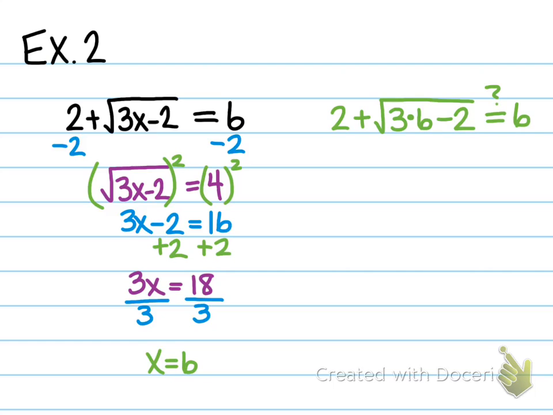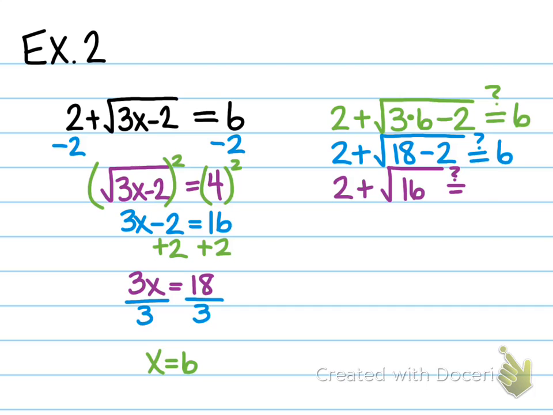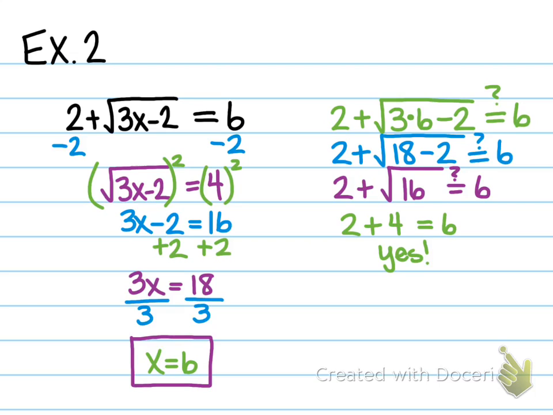Let's go back and plug it into the original equation. I want to see, does 2 plus the square root of 3 times 6 minus 2 equal 6? I put a question mark because I don't know if it's equal yet. By order of operations, we start underneath the radical and multiply first. So this is 2 plus the square root of 18 minus 2, and I want to see if that equals 6. Now we subtract: 2 plus the square root of 16 equals 6. The square root of 16 is 4, and 2 plus 4 does equal 6. Since it works, x equals 6 is a solution.